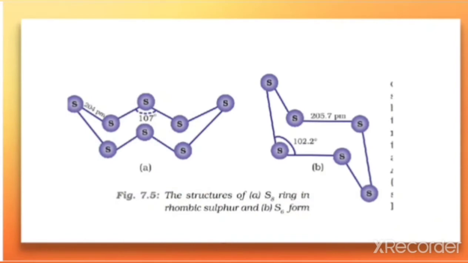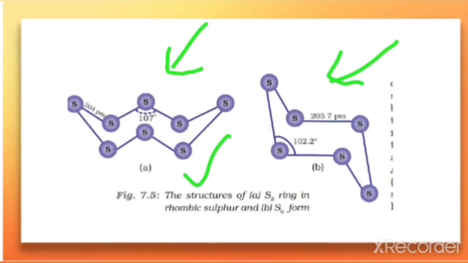When we compare the structures, this is the S8 structure, given here for rhombic sulfur, and this is the structure for the S6 form. S8 is a crown structure and S6 is a chair form structure. So these are the structures of the allotropes of sulfur.